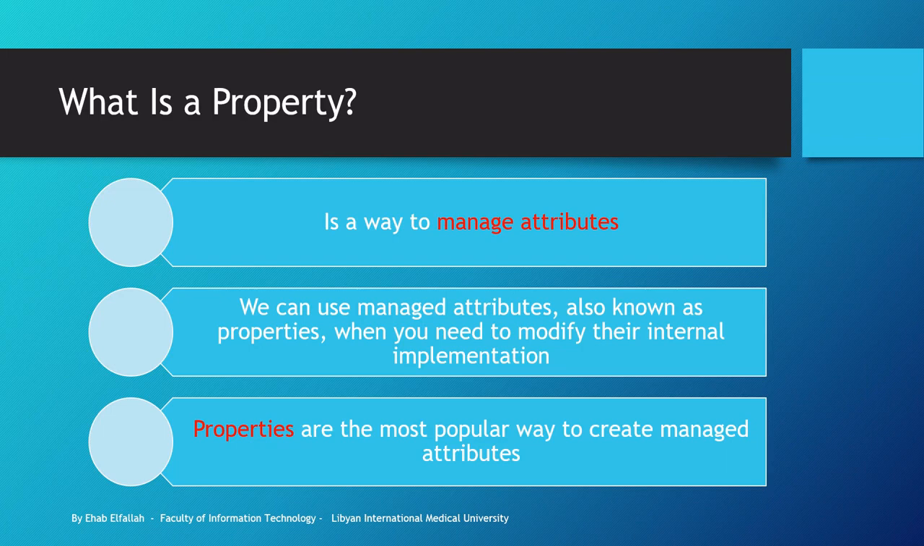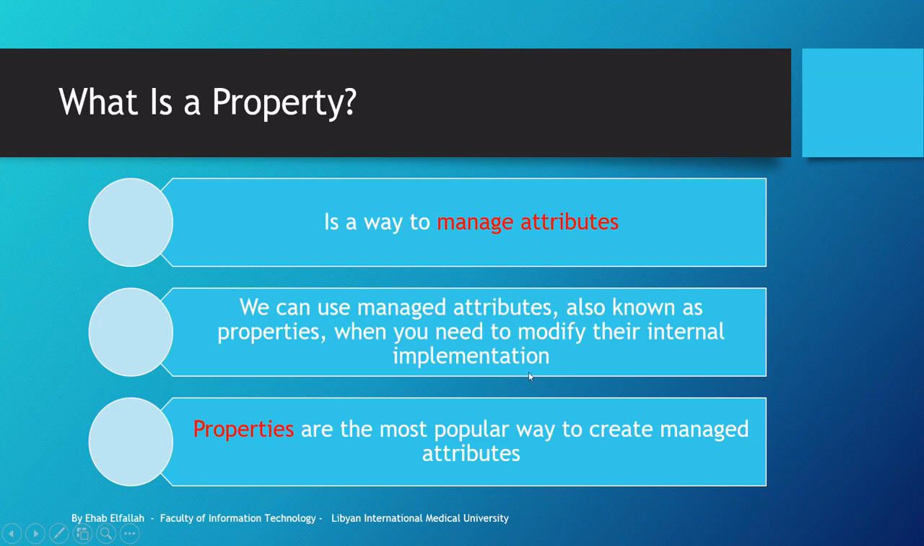When we write the attributes, we usually define them as normal variables. In that way we cannot manage the input and the output of that attribute. So a property is the mechanism to manage the input and output of that attribute. We can use managed attributes, also known as properties, when we need to modify their internal implementation.